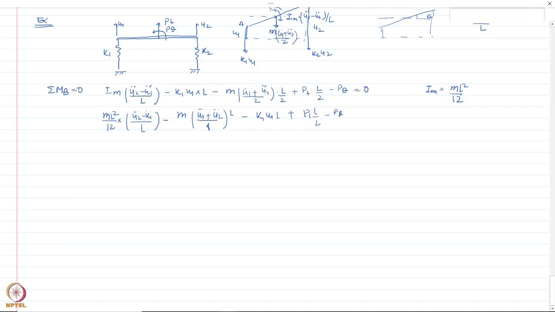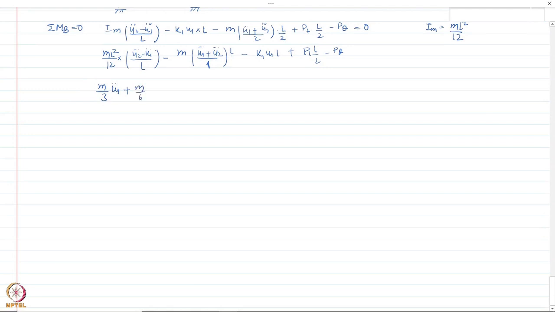Okay, so this we can write as m by 3 u1 plus m by 6 times u2, and this plus k1 u1 here, and this is equal to P_t by 2 minus P_theta by L.